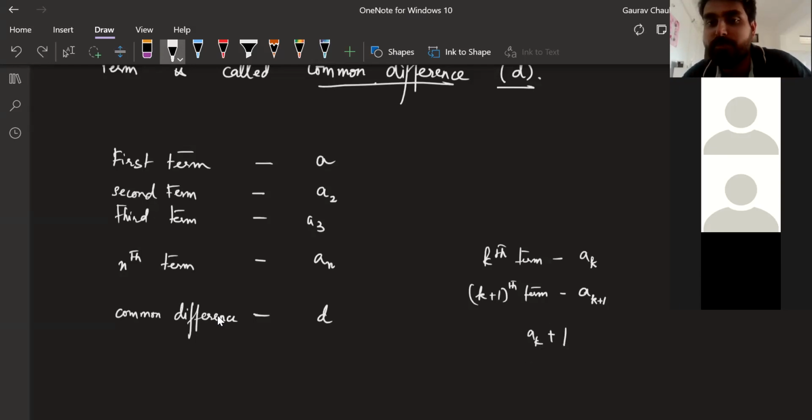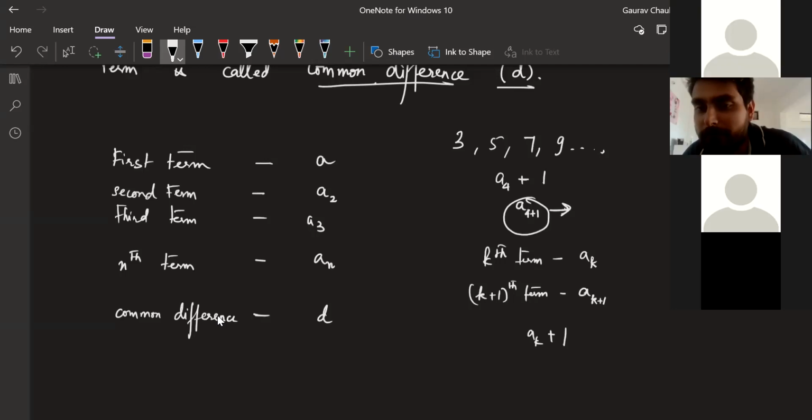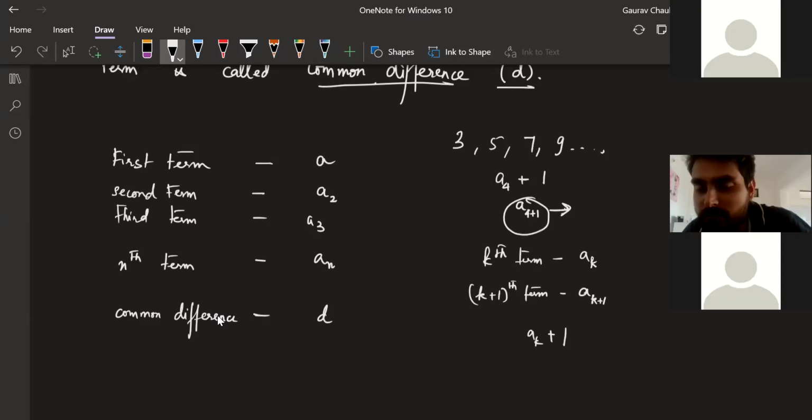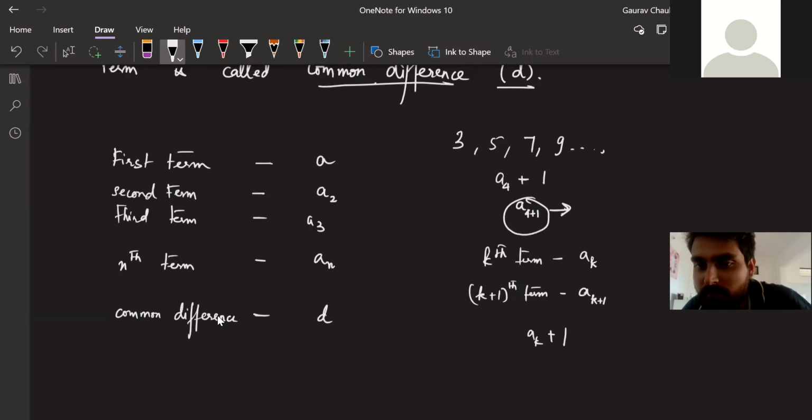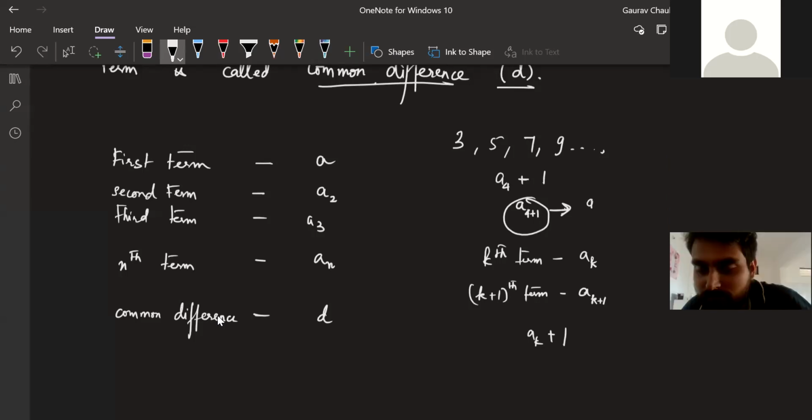So suppose we have the sequence 3, 5, 7, 9 and so on. A4 plus 1 and A of 4 plus 1 will be different things. Can someone tell me what this will be? What does this mean? Manasa? Sir, 1 is added to the K, only K. Okay, so what does it become? It will become A, down it will be 5, sir.